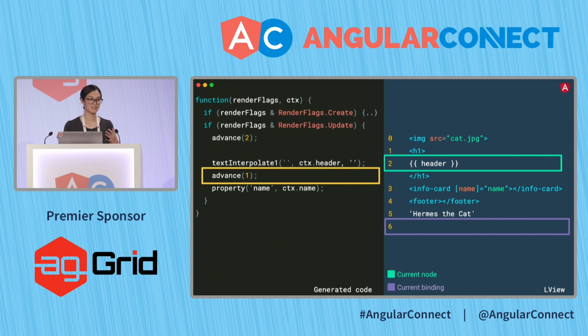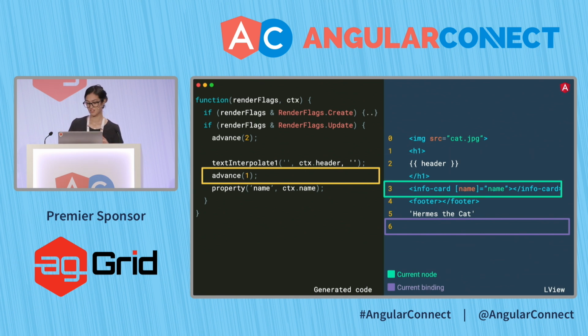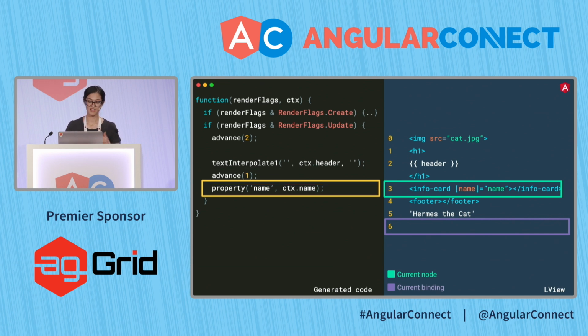So we're done with bindings on the current node, right? So we advance 1. And that tells the framework that the next binding is on a node 1 slot down, which takes us to the info card. And then we execute the property binding instruction. And that says, hey, for whatever node you're on right now, you want to check the name property and use the value that I'm passing in, so the name value. And again, it's the first time, so we assume it's changed. So we'll want to update the binding value here.